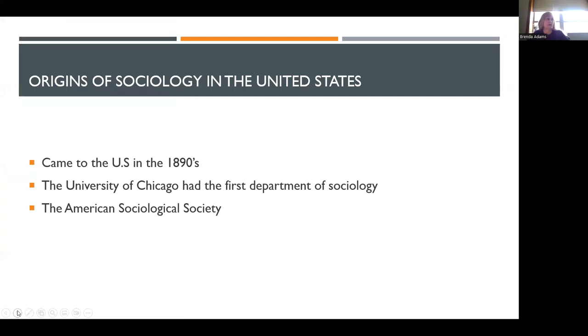So the origins of sociology in the United States: it came to the United States in the 1890s. The University of Chicago had the first department of sociology, and the American Sociological Society. The University of Chicago had research departments where they could bring people in and do sociological research, large-scale research projects that hadn't been done before. So they were set up to do that in the United States. And the American Sociological Society was developed shortly after that in America.